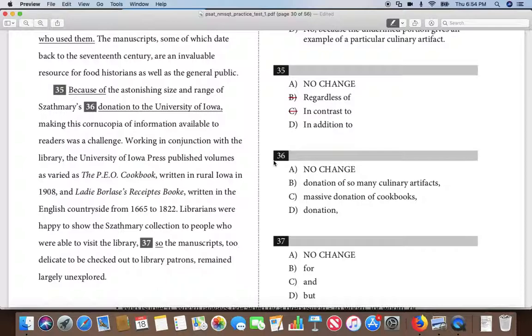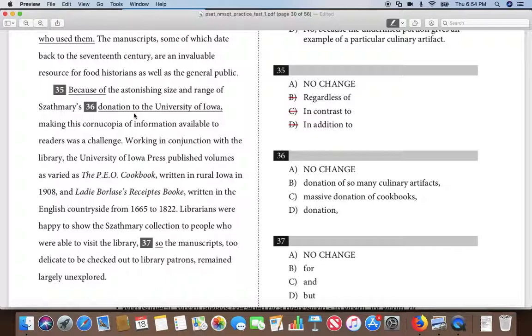Because it's so big, it's tough to make this information available to readers. It's not a similarity relationship, so it is A. Questions about that? No? Okay. Now, again, you gotta identify the two ideas being connected. And there's no sentence before this one in the paragraph, so you're gonna have to look at it from another perspective.